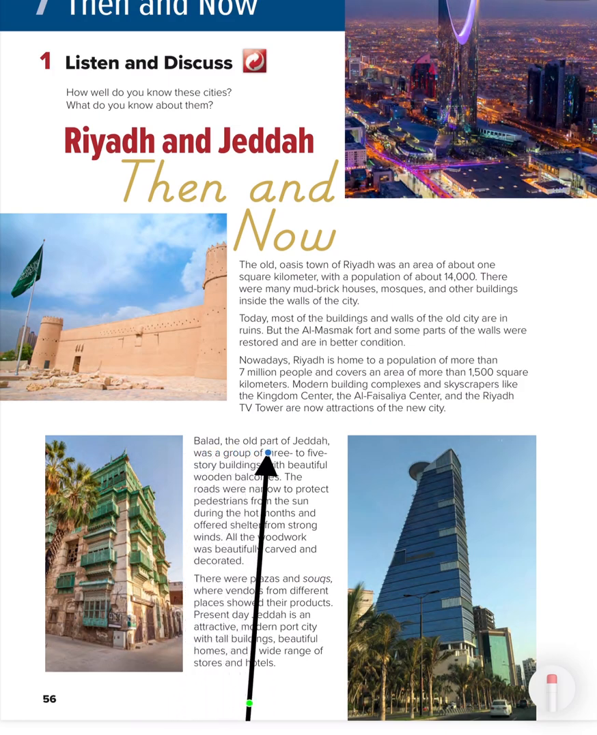Balad, the old part of Jeddah, was a group of 3 to 5-story buildings with beautiful wooden balconies. The roads were narrow to protect pedestrians from the sun during the hot months and offer shelter from strong winds. All the woodwork was beautifully carved and decorated. There were plazas and souks where vendors from different places showed their products. Present-day Jeddah is an attractive, modern port city with tall buildings, beautiful homes, and a wide range of stores and hotels.